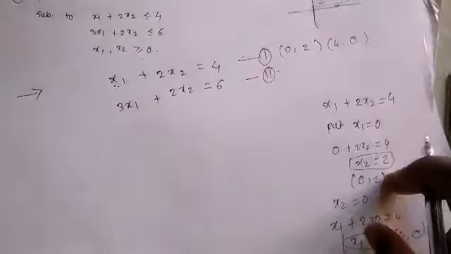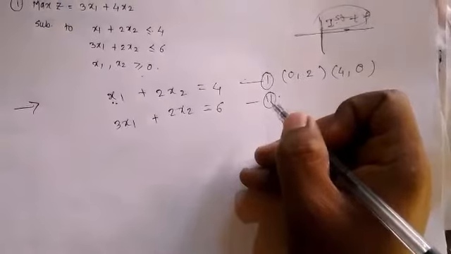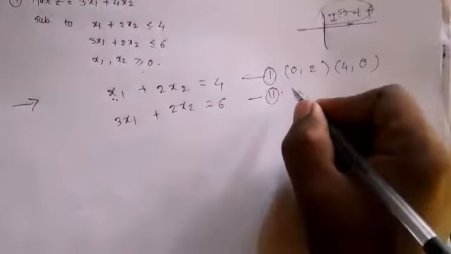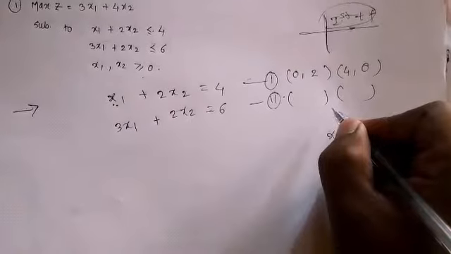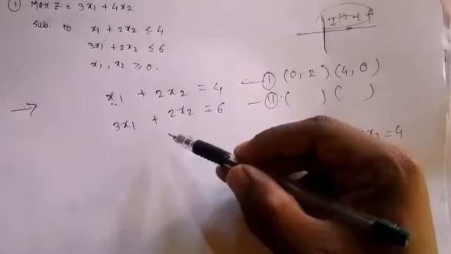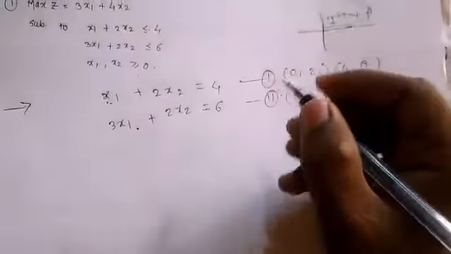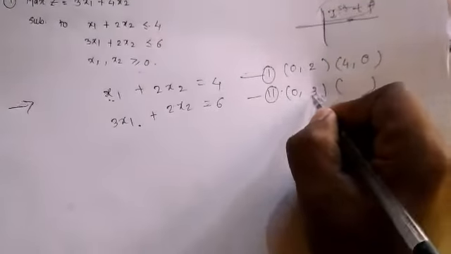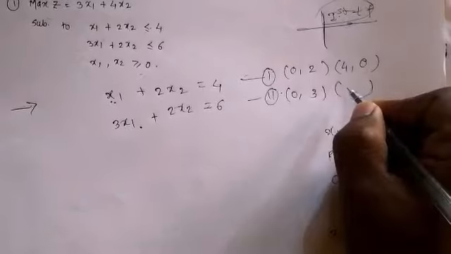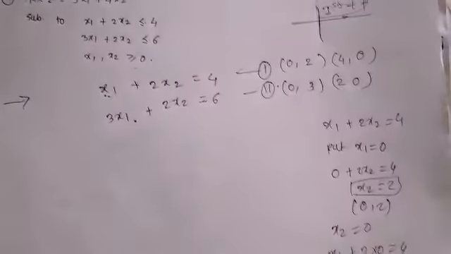Okay, like that only we find out the coordinates of the first equation. In a similar way, we have to find out the coordinates of the second equation. So how to find out the coordinates of the second equation? Just put one decision variable equal to 0. Suppose we put x1 equal to 0, then what do we get? x2 is equal to 3. If you put x2 equal to 0, then what do we get? x1 is equal to 2, right?